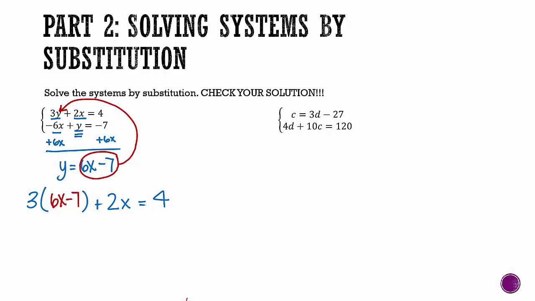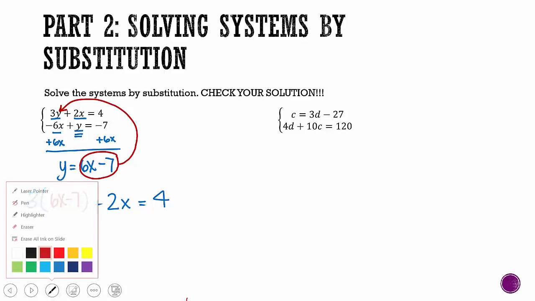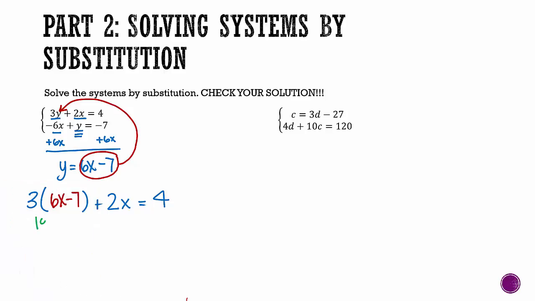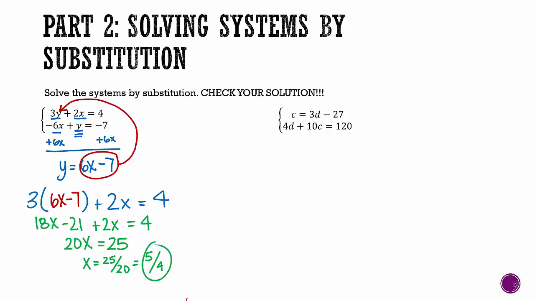And then this turns into a nice simple algebra problem that we need to distribute and combine like terms. So we end up with 20 x's. We'll move the 21 over here. And then we can divide. So if I do 25 divided by 20, that simplifies to 5 goes into 25 5 times and into 20 4 times. So there's my x.